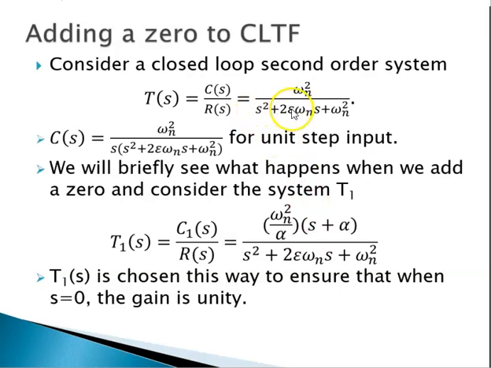When s is equal to 0, you have omega n square by omega n square, which is 1. Here also when you set s equal to 0, omega n square by omega n square cancel, alpha by alpha cancel, and you are still left with 1. That is what we said. We have chosen the additional 0 to be (s plus alpha) by alpha, to ensure that when s is equal to 0, both T(s) and T1(s) have the same value.